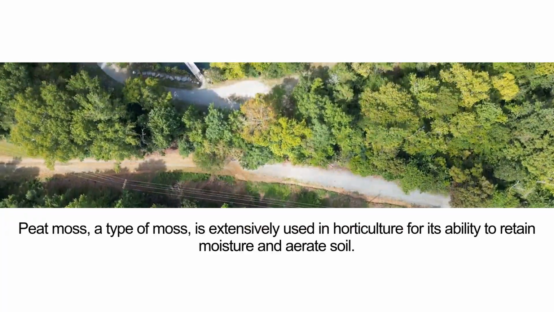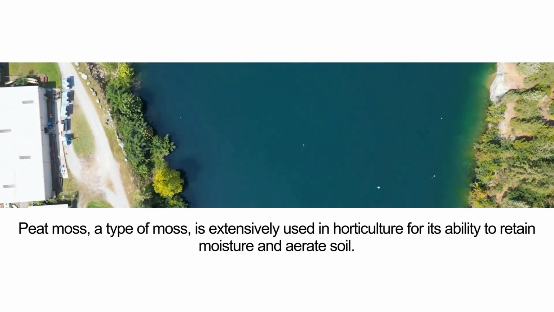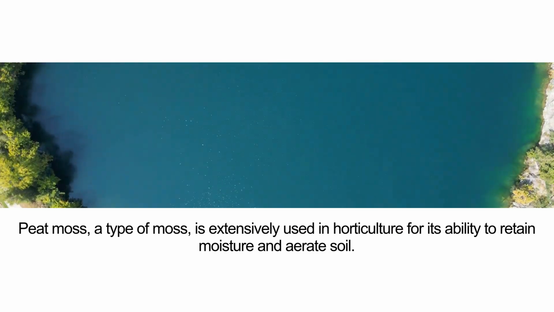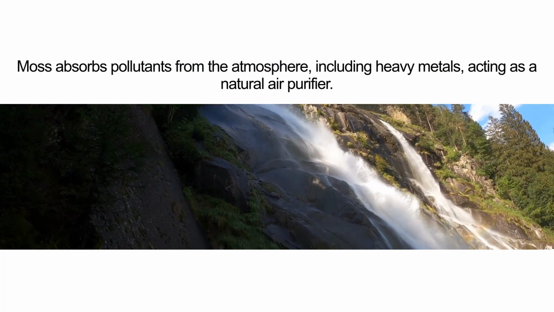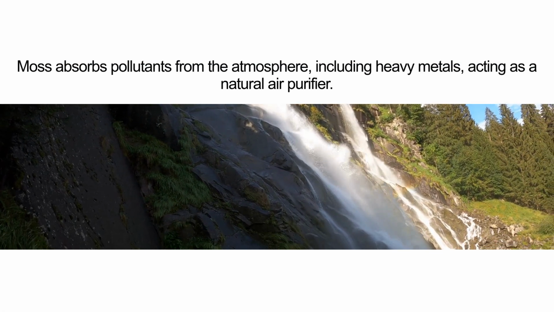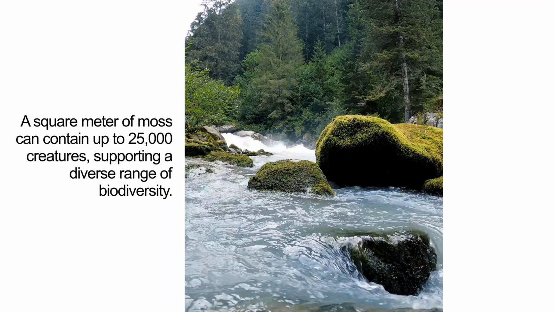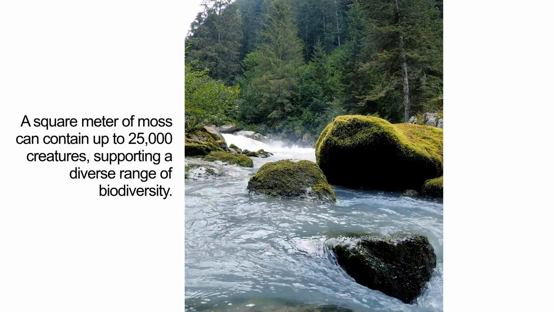Peat moss, a type of moss, is extensively used in horticulture for its ability to retain moisture and aerate soil. Moss absorbs pollutants from the atmosphere, including heavy metals, acting as a natural air purifier. A square meter of moss can contain up to 25,000 creatures, supporting a diverse range of biodiversity.